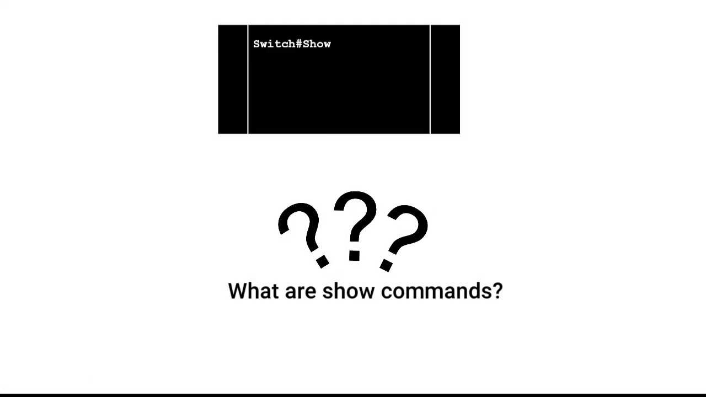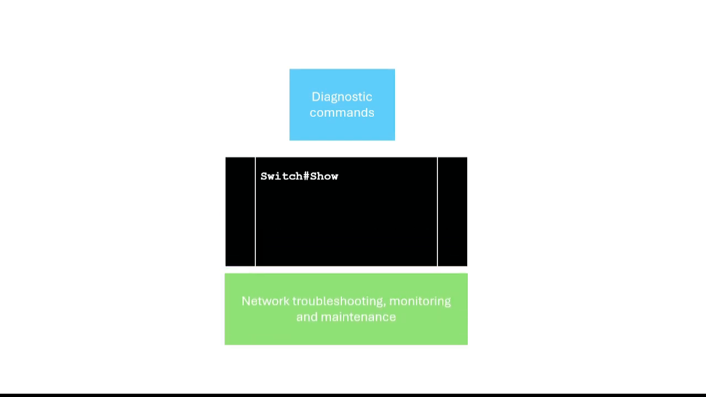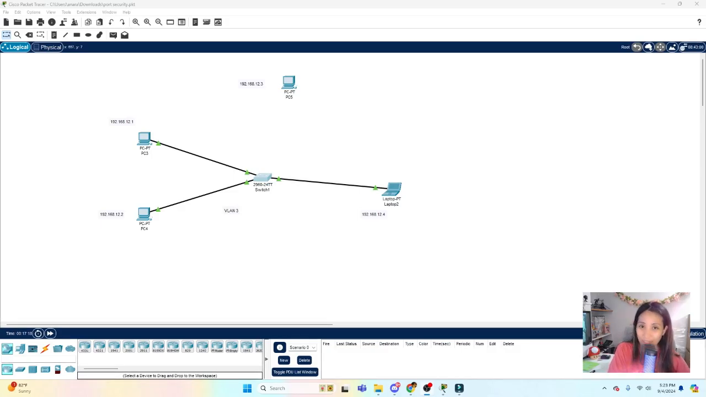So what are show commands? Cisco show commands are used for diagnostics and are often used for network troubleshooting, monitoring, and maintenance. Okay, so let's get started with our most often used Cisco show command at work, and I'm just going to use Packet Tracer here to show you the commands.